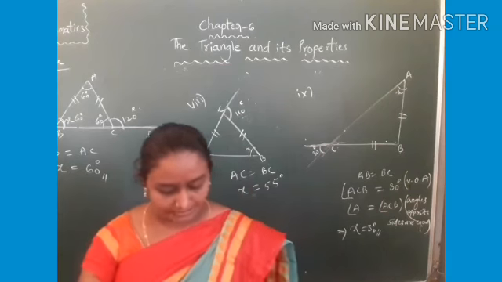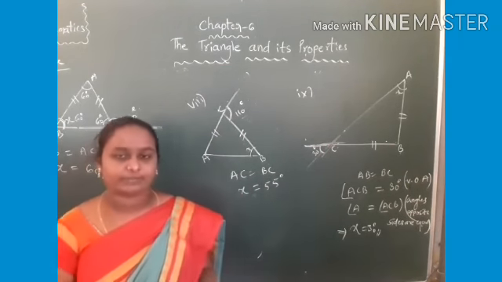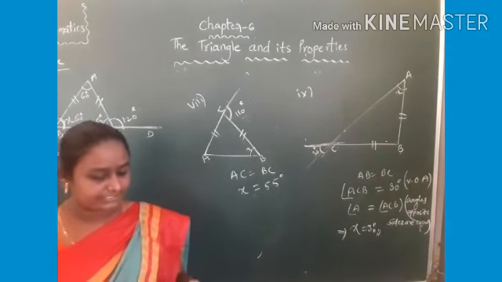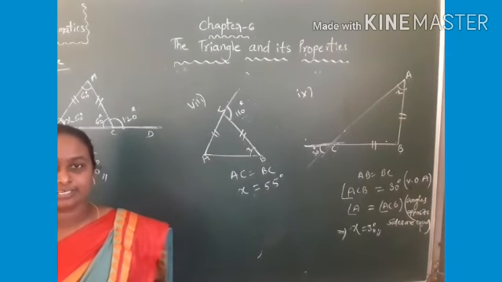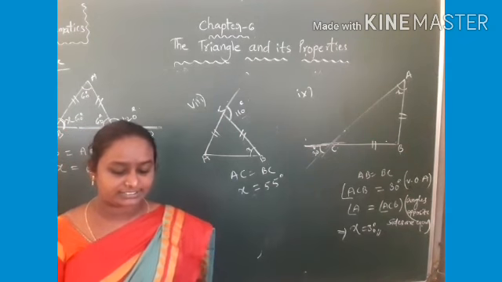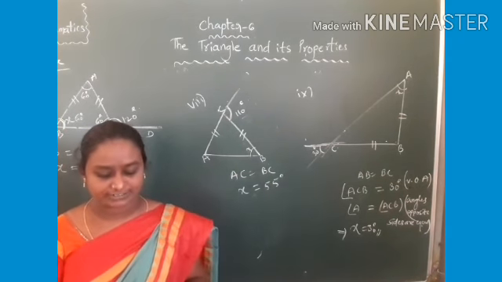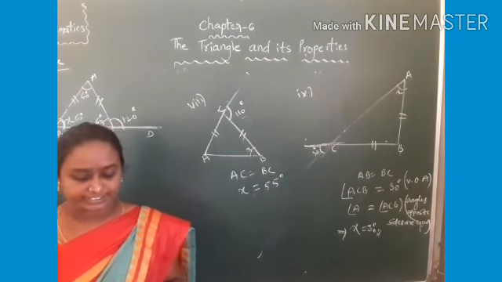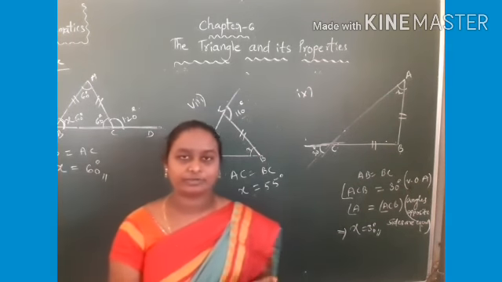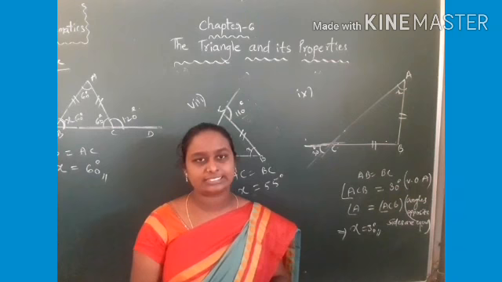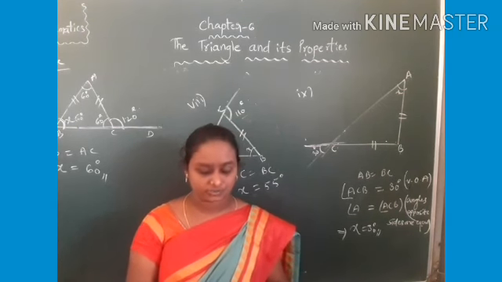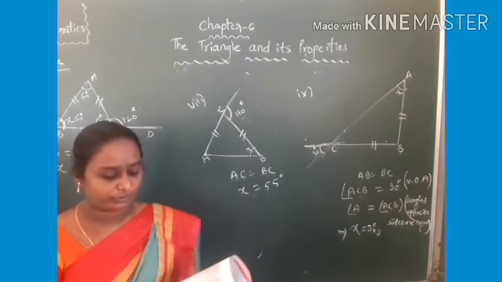Right, children? Next, the second problem from page number 124. Here some figures are given. Find angles x and y in each figure. So you have to find two unknown angles. You have to do it yourself. You have to try this. This is homework for you.